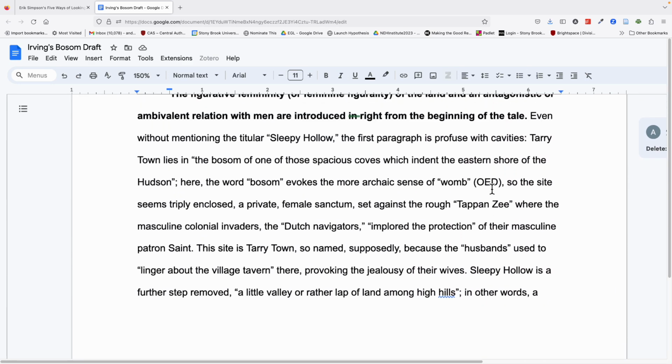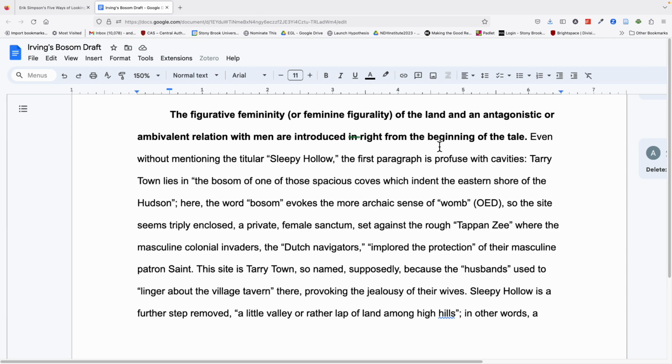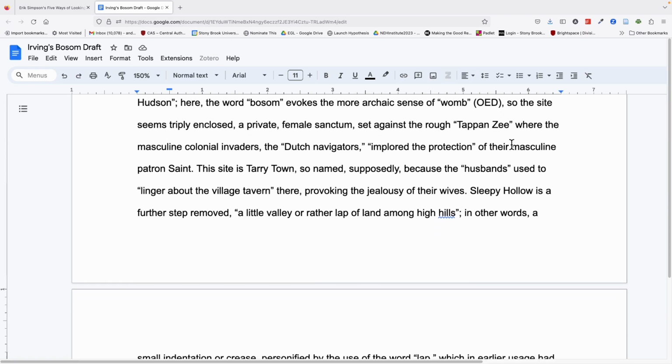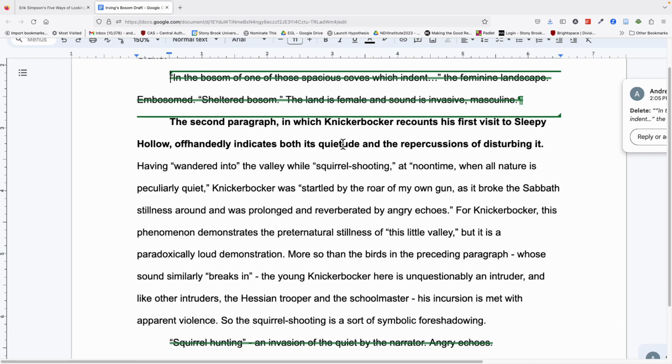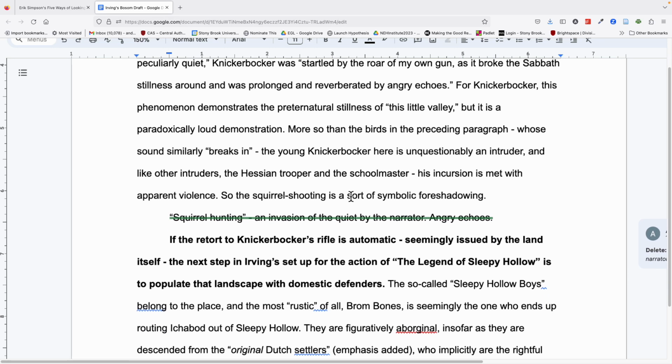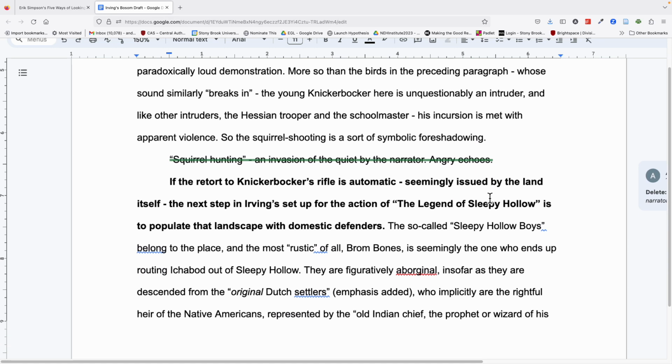And you notice that the assertion is really pointing to the evidence and the place where the evidence is found, which is right at the beginning. And then the second paragraph, I have an analysis of the second paragraph, in which Knickerbocker recounts his visit to Sleepy Hollow, offhandedly indicates both its quietude and the repercussions of disturbing it, his gunshot and those angry echoes, right? The squirrel shooting is a sort of symbolic foreshadowing.